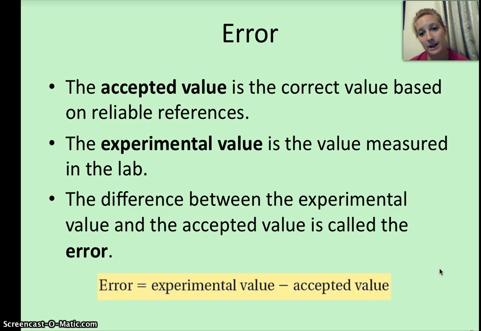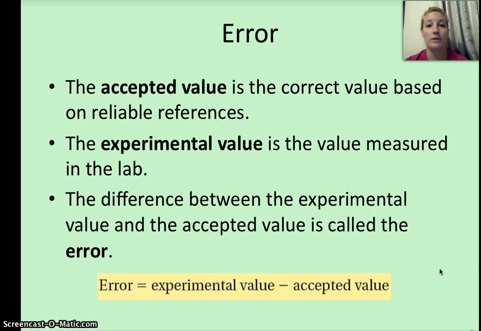Unfortunately, it's a sad day, but there's always error in your experiment. We've kind of talked about this before, that nothing is ever perfect. And we can actually measure the error in something called the percent error. So the accepted value is always going to be the correct value based on other references. Sometimes we get that from a book, sometimes it's been standardized somehow. So we always have something that's accepted more than what we actually measure.